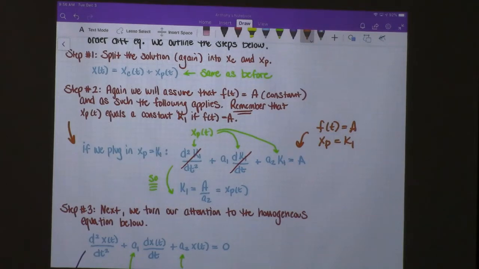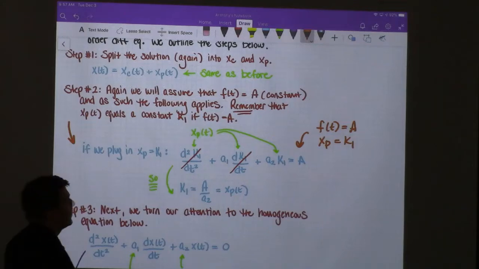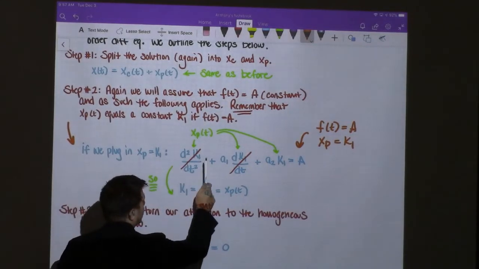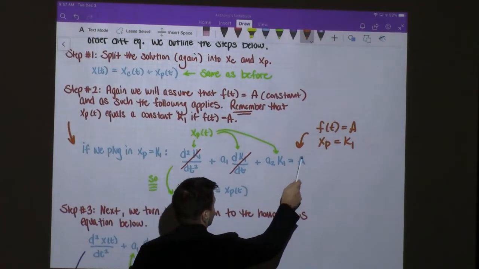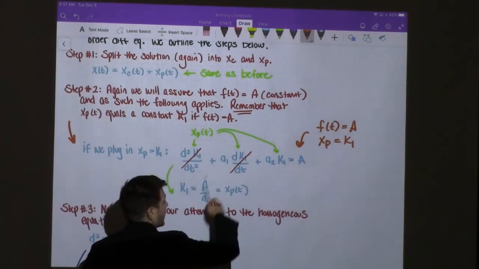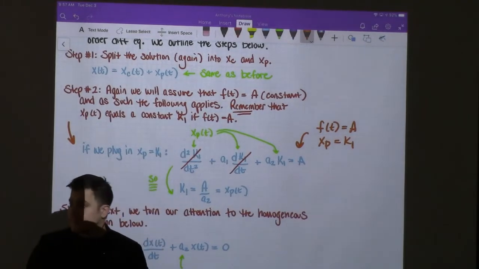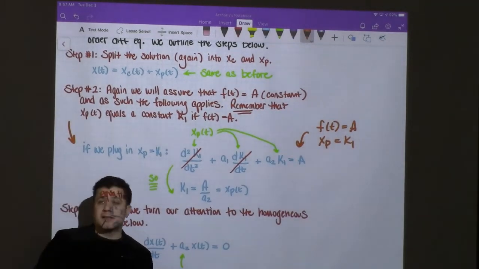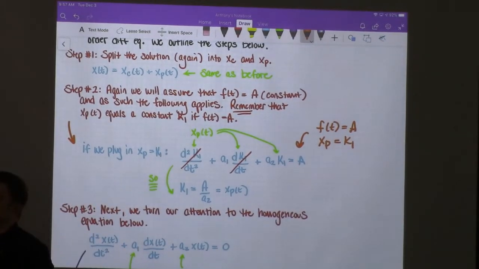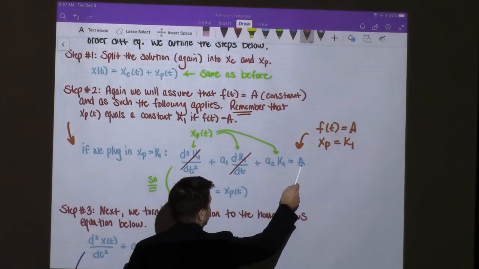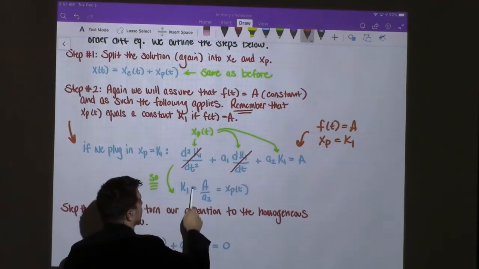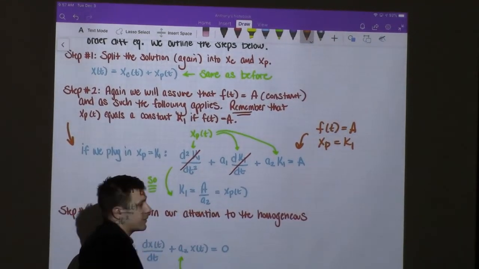If we plug in xp equals k1, we have second order derivative of k1 plus a1 derivative of k1 plus a2 k1 equals constant. Anything that's a derivative of a constant will go away, right? So it reduces our second order differential equation to just an algebraic one. We have a2 k1 equals the constant a.